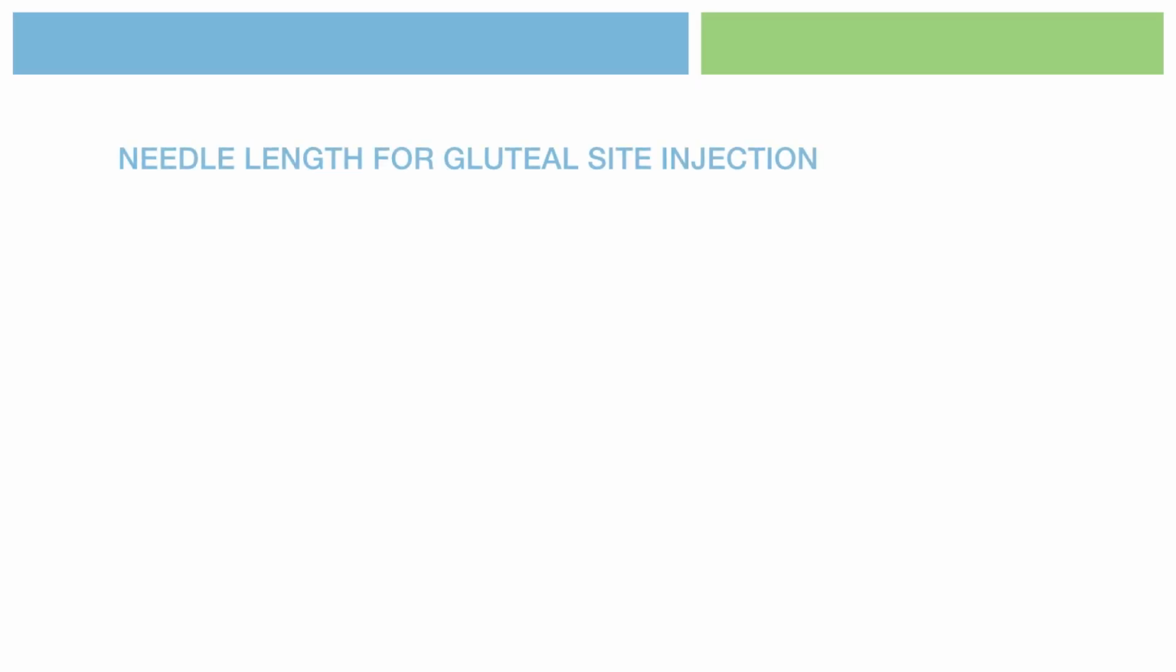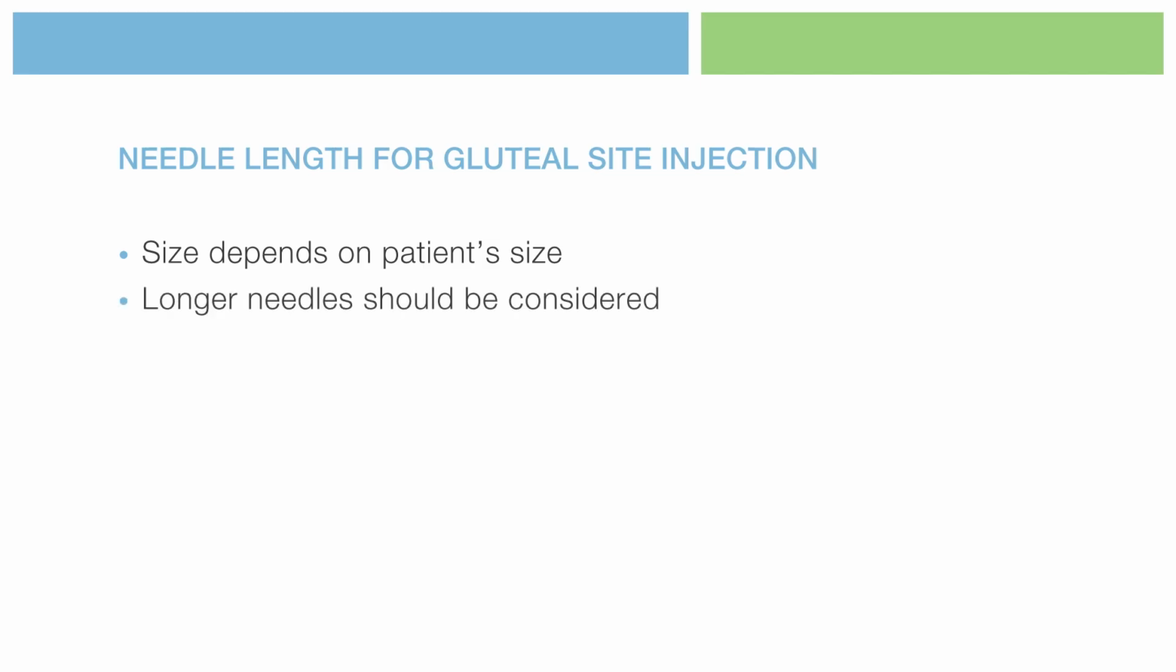The standard needle length used for injection in the dorsogluteal region is 1.5 inches. If nurses feel this is not sufficient to reach the muscle, a 2-inch needle can be used. The right needle length depends on the patient's size, but it is recommended that if the gluteal site is to be used, longer needles should be considered.